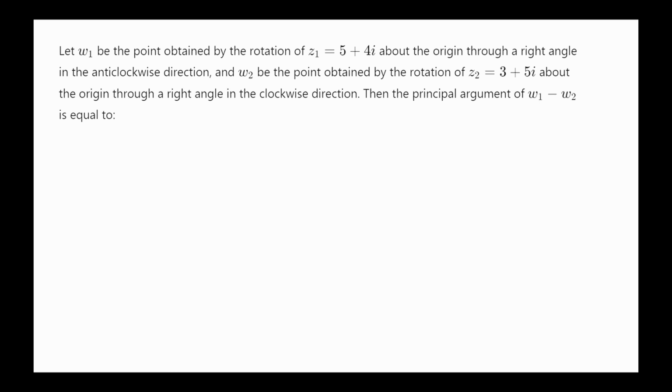Let's look at this example. Let W1 be a point obtained by the rotation of Z1 about the origin through a right angle in the anti-clockwise direction. So I have my origin here.